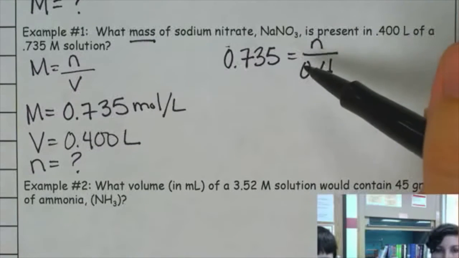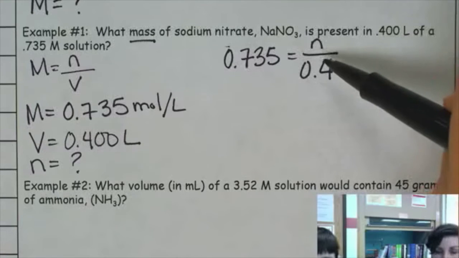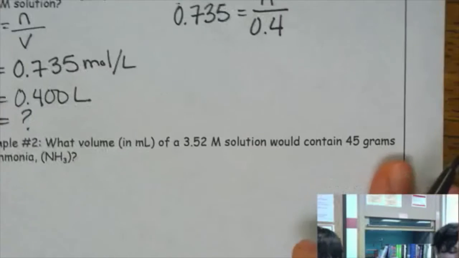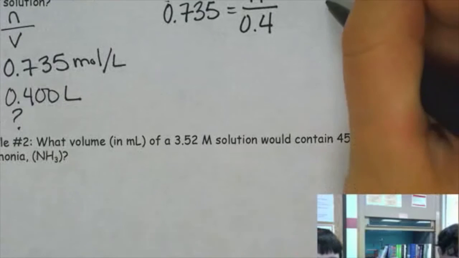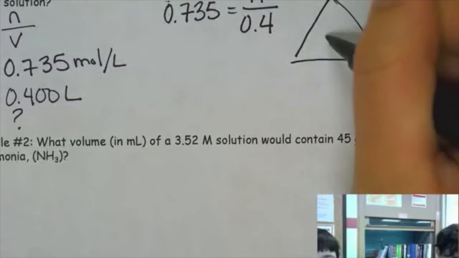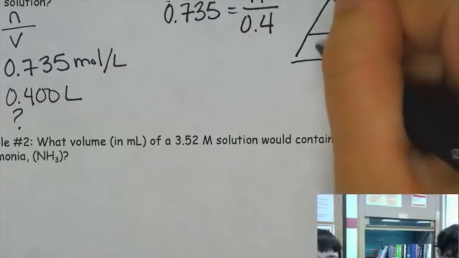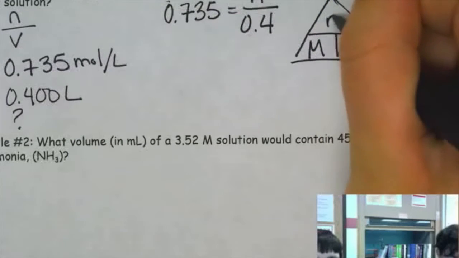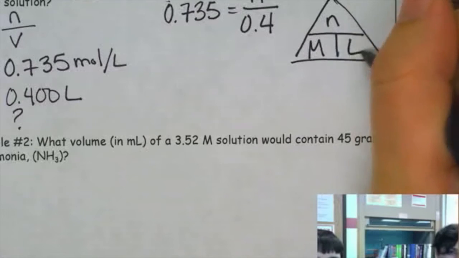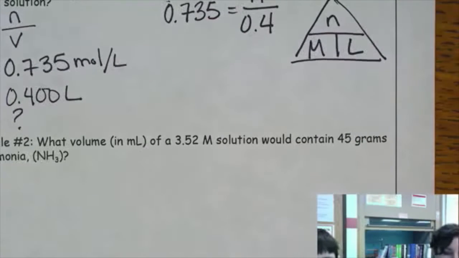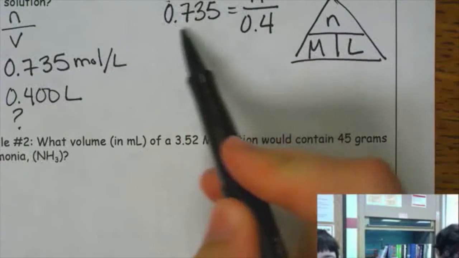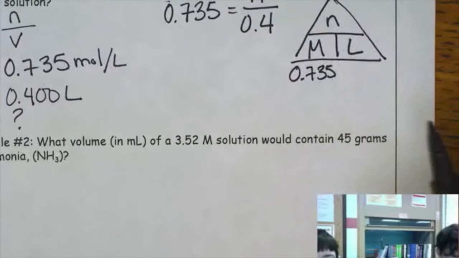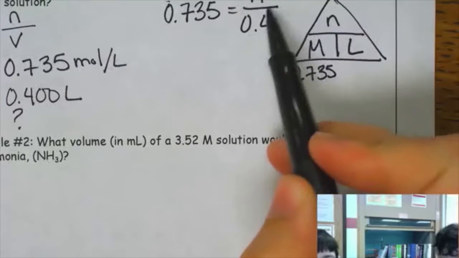Before we solve this, this is kind of tricky, right? Because we're not really sure sometimes if we have to multiply or divide. So there's a nice trick. We can set this up in a triangle, where we put moles up there, molarity down here, and liters right here. So this is our molarity, the 0.735, and here is our liters, 0.4.